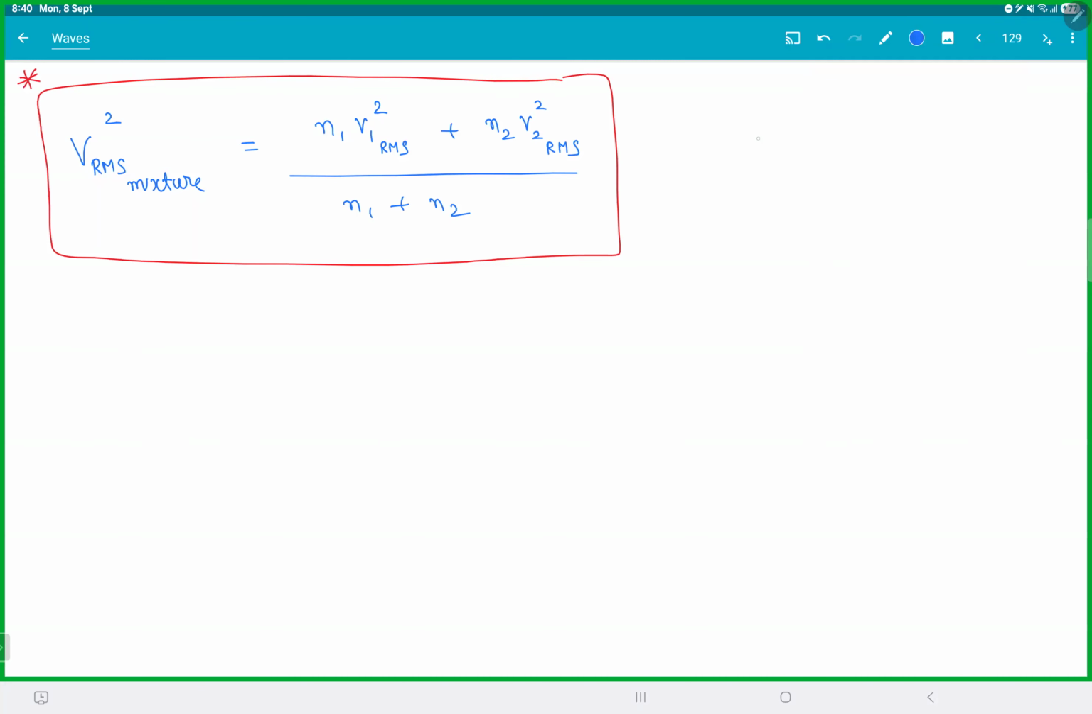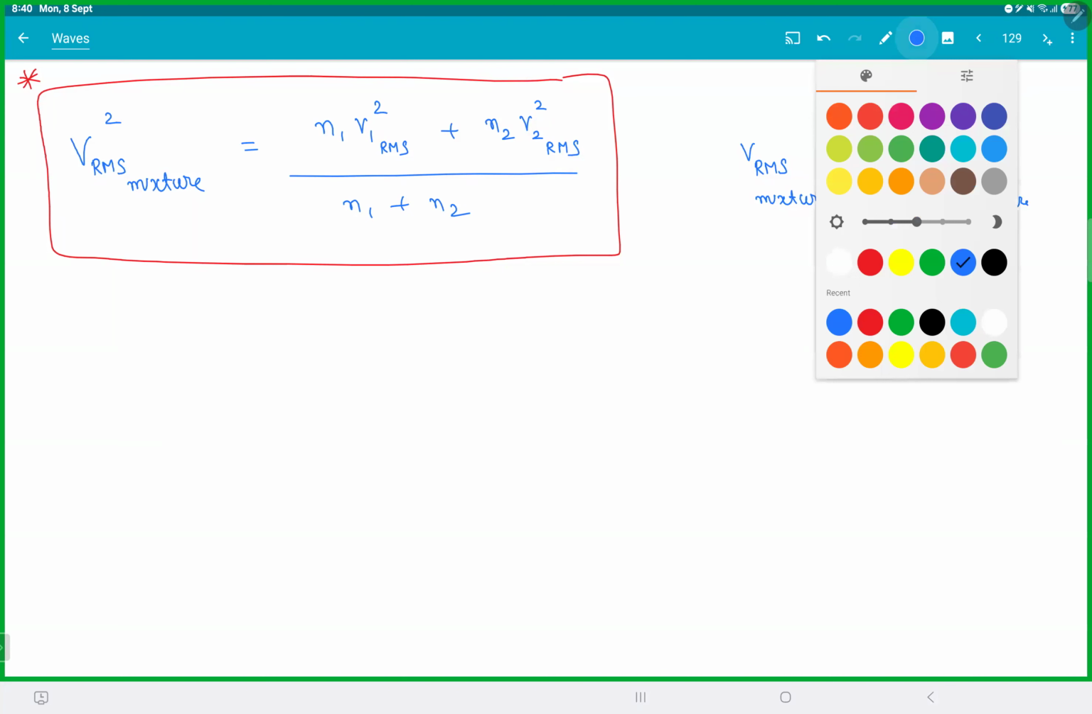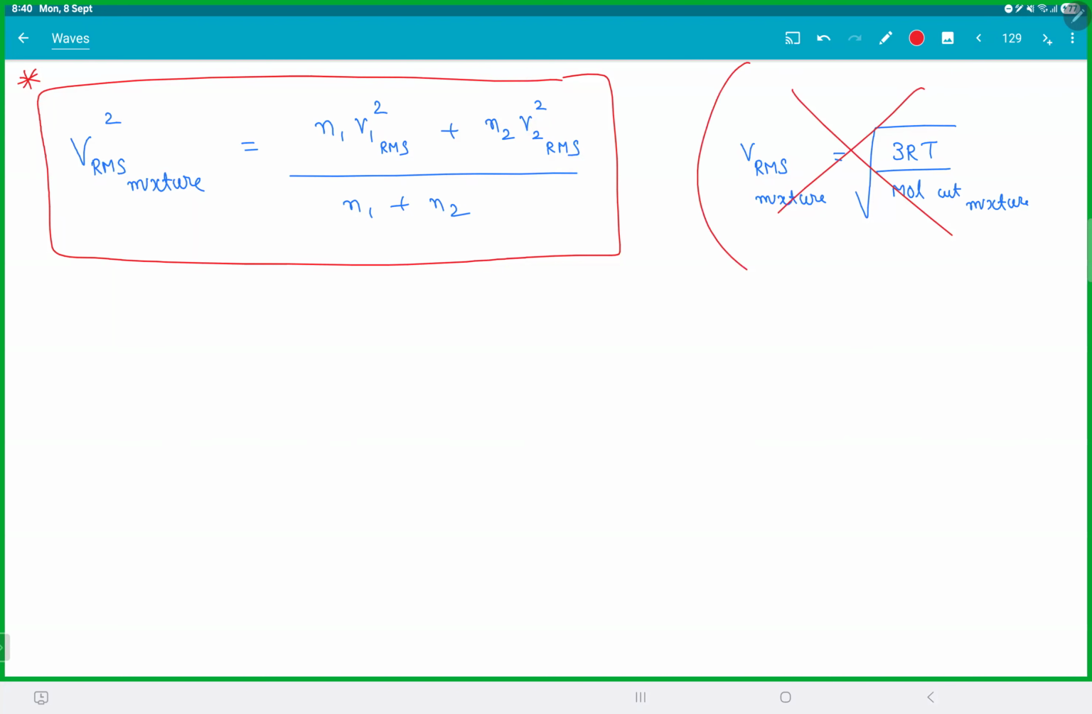The most common mistake people generally make is this: we take VRMS for a mixture as root over 3RT by the molecular weight of the mixture. This is wrong. That doesn't work. Getting it? So what is the VRMS for our question now?